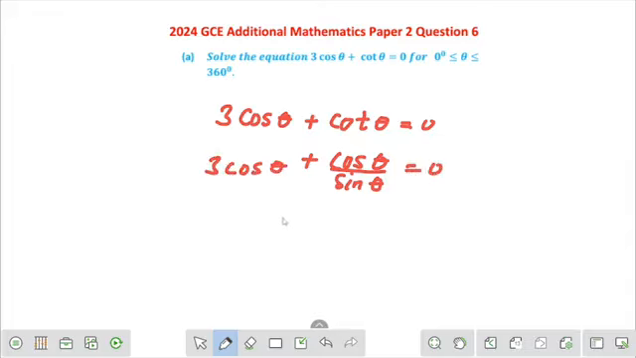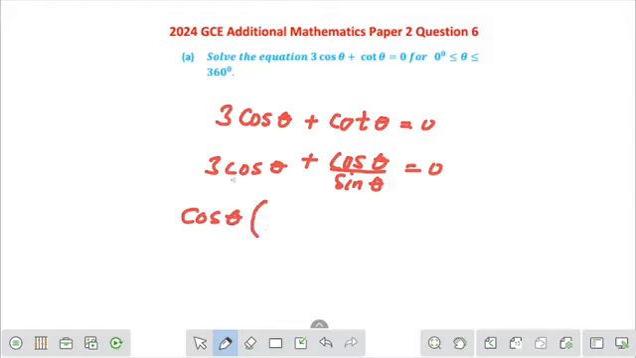Then from this stage, we can try to factorize because the cos theta is common. So we can factor out cos theta like this. Then open bracket: cos theta into 3 cos theta, we are just going to remain with a 3. Then plus cos theta over cos theta, it's a 1, so we remain with 1 divided by sin theta, then equal to 0. From here, we are going to equate cos theta equal to 0 and 3 plus 1 over sin theta equal to 0.